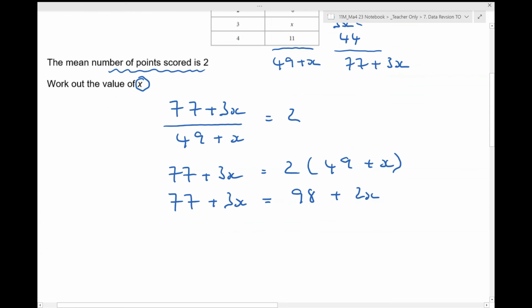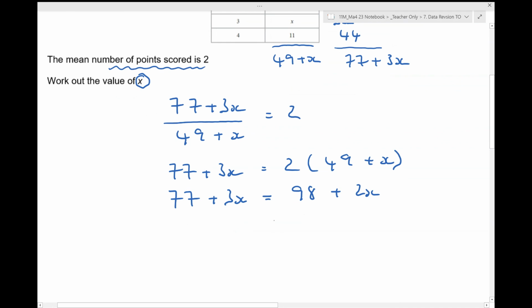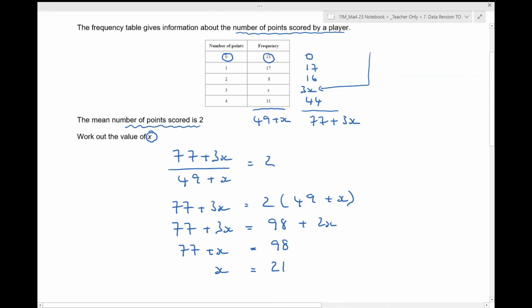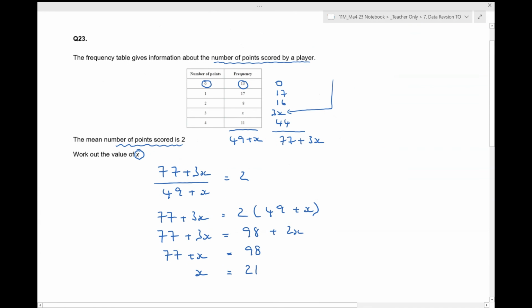Now this is an equation with x's on both sides. I'm going to subtract 2x from both sides. Leaves me with 77 plus x equals 98. Subtract 77 from both sides, and I discover that x is 21. So the player scored 3 points 21 times. Okay, so that's how to solve them. Here's a last example.